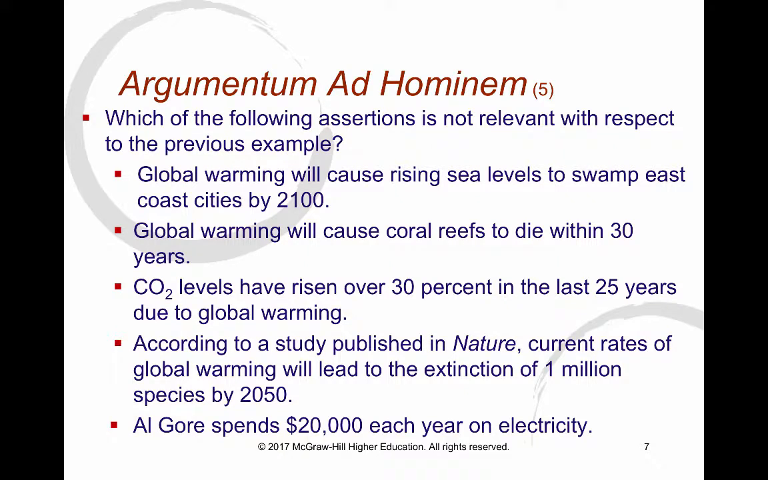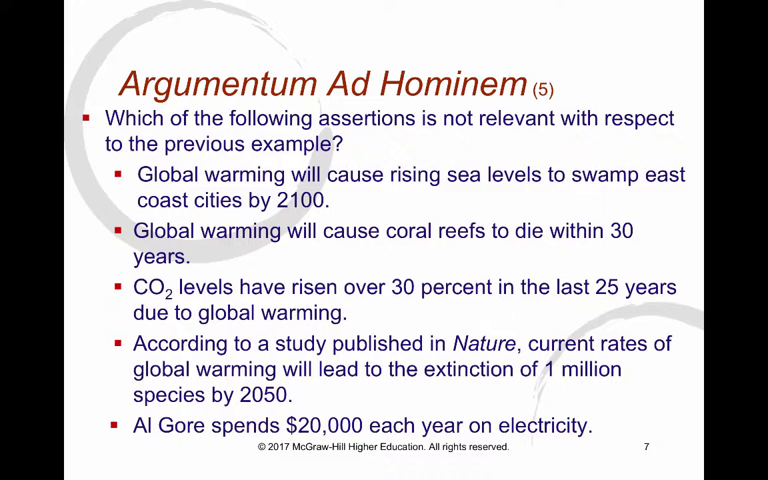Here are some assertions or claims about global warming. Let's look at them. Global warming will cause rising sea levels to swamp East Coast cities by 2100. Global warming will cause coral reefs to die within 30 years. CO2 levels have risen over 30% in the last 25 years due to global warming. According to a study published in Nature, current rates of global warming will lead to the extinction of 1 million species by 2050. Al Gore spends $20,000 each year on electricity.